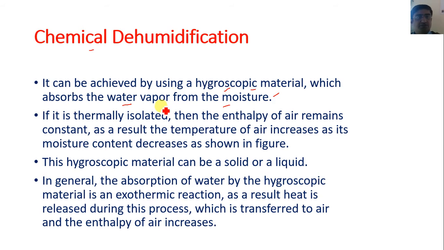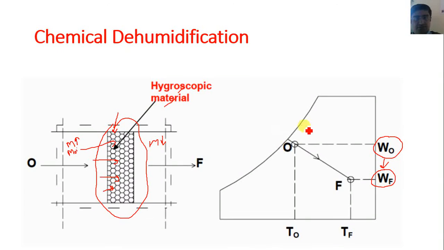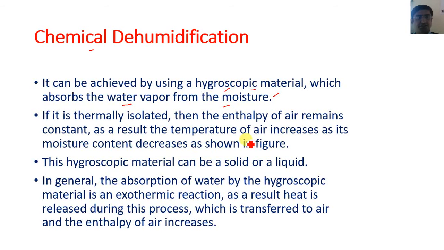Sometimes this is also known as the heating and dehumidification process, because here you can see the value of the dry bulb temperature gets increased, but the value of humidity gets decreased. So we can say that it is also a case of heating and dehumidification process.